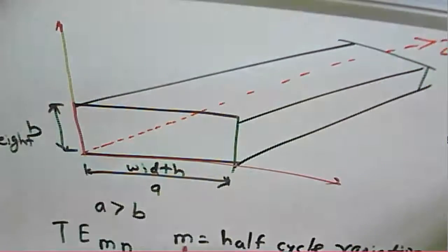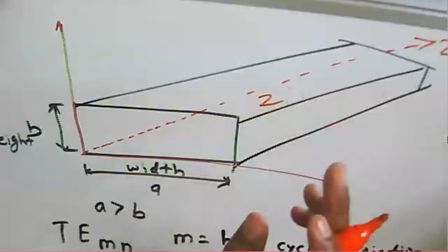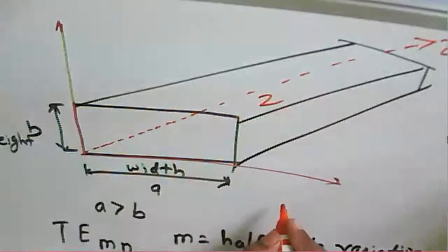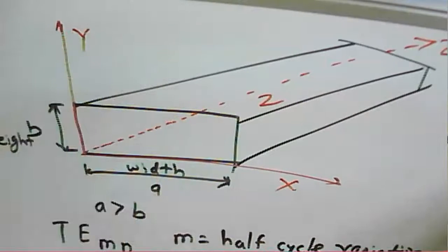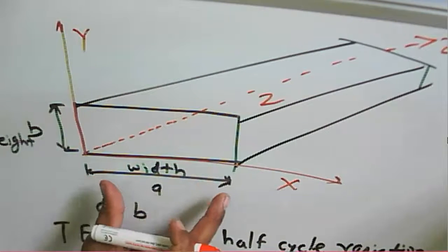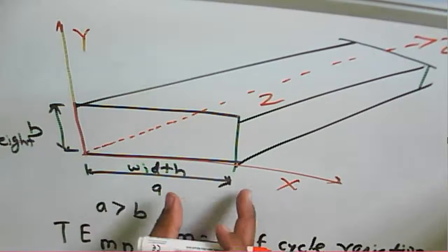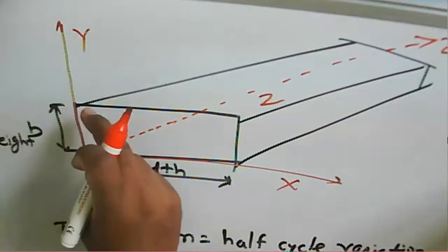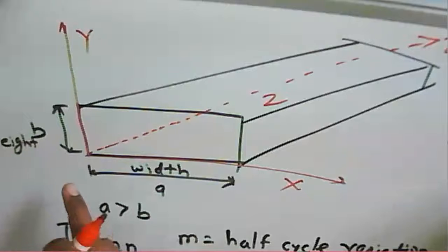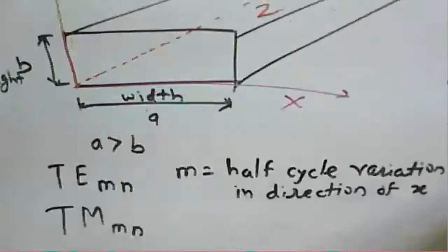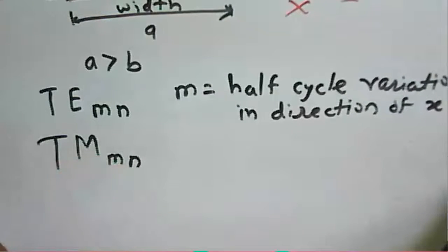This is about the z direction. Okay, so this is about the z direction. Wave is propagating in the z direction, and this one is about your x, and this one is about your y. So along with a width, or we can say the x direction, along with a y, or we can say along with this height here. Okay, it will direct your half cycle variation.